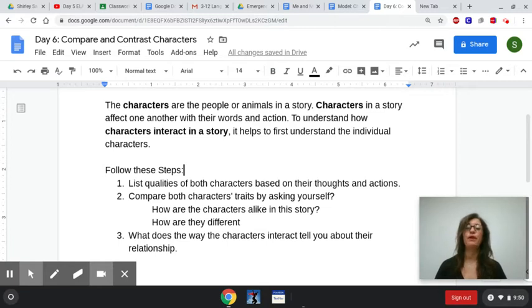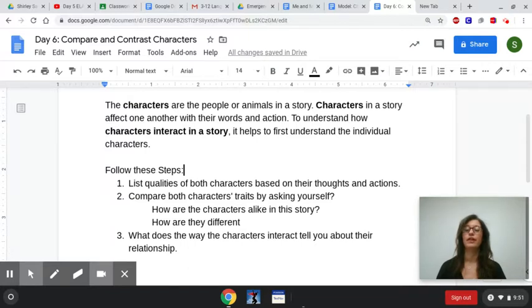So today we are going to compare and contrast characters. Characters are people or animals in a story. And characters in a story affect one another by their actions and their words. So for us as readers to better understand how characters interact in a story, we first have to take a look at the individual character. So we're going to do this in 3 steps.